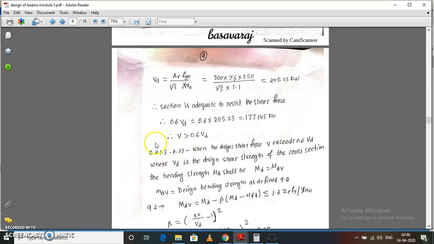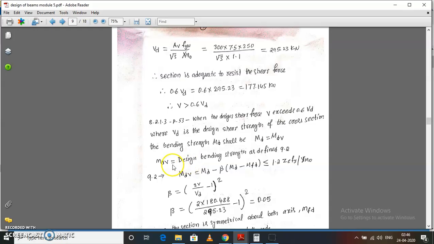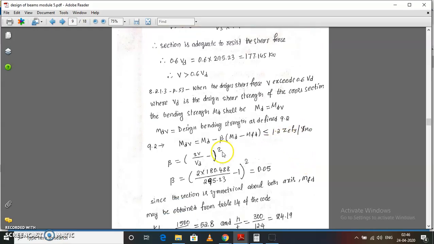So you can check clause 8.2.1.3. It is clearly written that whenever the V value is greater than 0.6 times VD, we have to calculate the design bending strength of the section by using the formula MdV. And this MdV is calculated by using the formula given in 9.2: MD minus beta into MD minus MFD, which should be less than or equal to 1.2 times ZD Fy by gamma m naught. And the value of beta is also given in the code book.